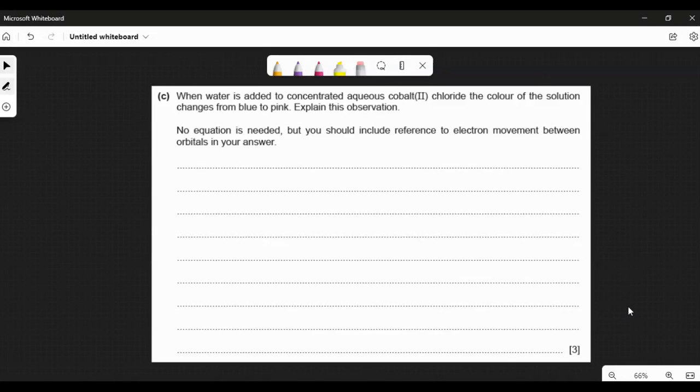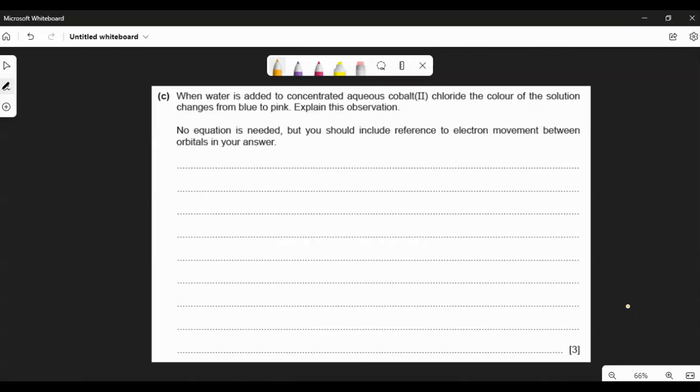This one is on color change, and it's a transition metal complex one. When water is added to concentrated aqueous cobalt chloride, the color of the solution changes from blue to pink. Explain the observation. No equation is necessary, but you should include reference to electron movement between orbitals in your answer.